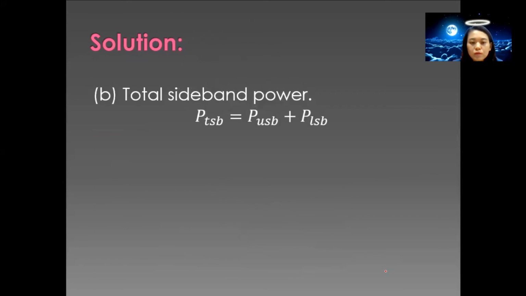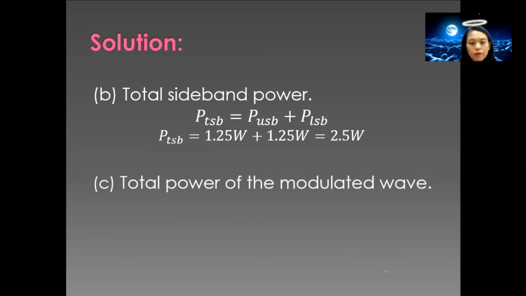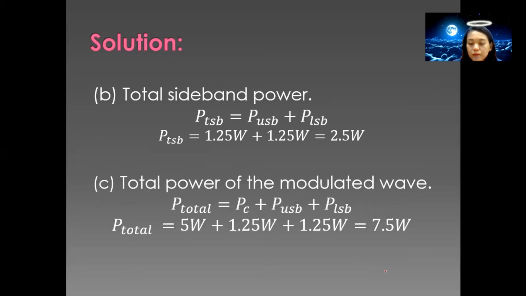Okay, now we go to B, the total sideband power. So P total sideband, TSB, equals PUSB plus PLSB, the upper sideband and lower sideband power. It will be equal to 1.25 plus 1.25, and we get 2.5 watt total sideband power. For C, we find the total power for the modulated wave. So the total power is equal to the carrier power plus the upper sideband power plus the lower sideband power. So P total equals 5 plus 1.25 plus another 1.25, equals 7.5 watt. That's easy.